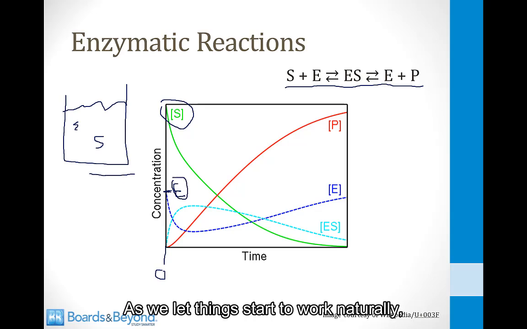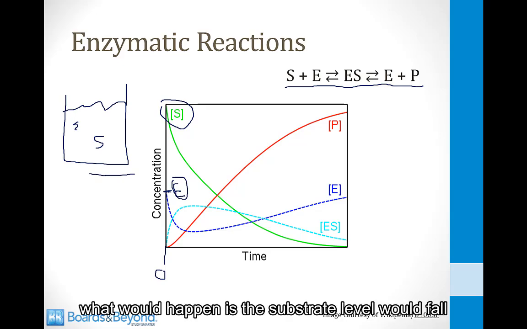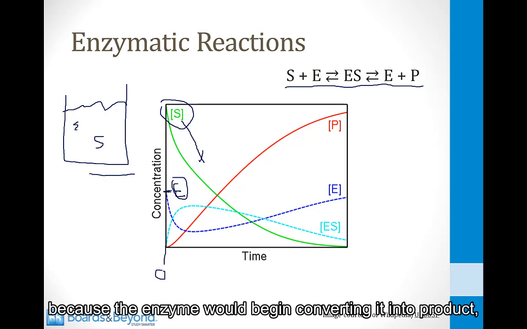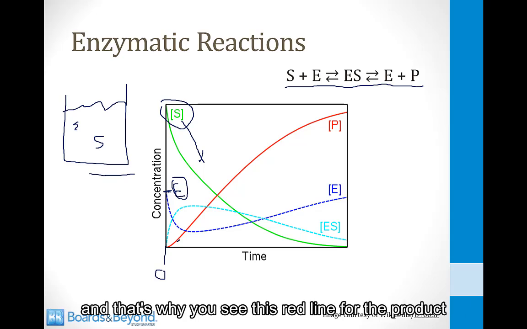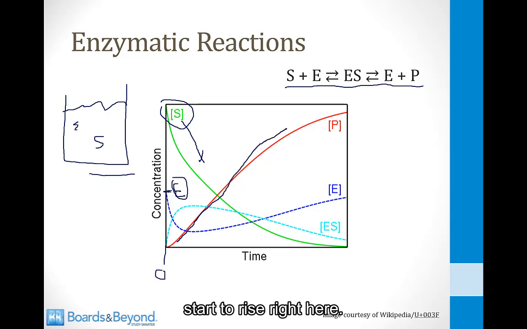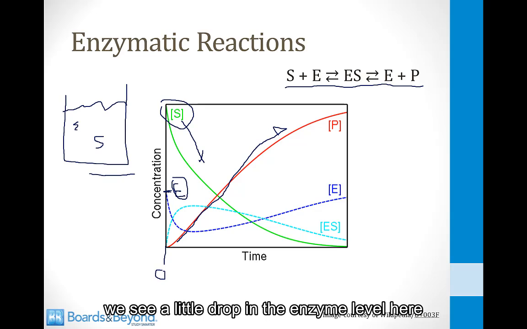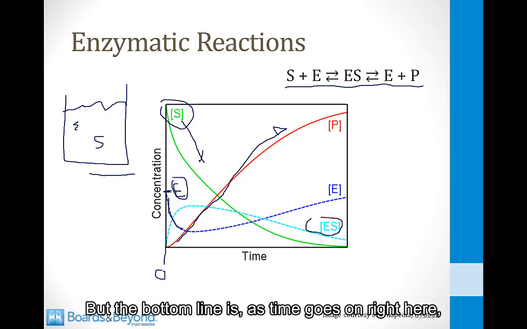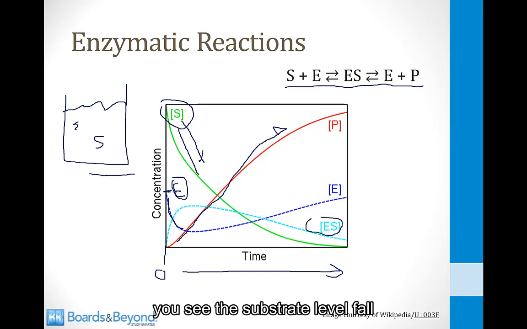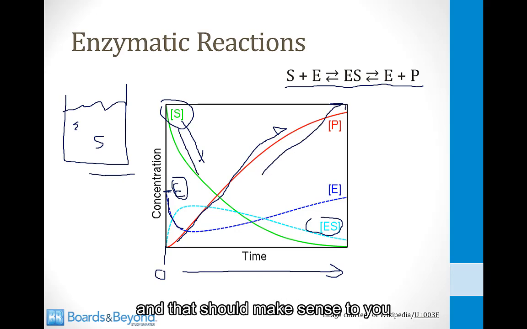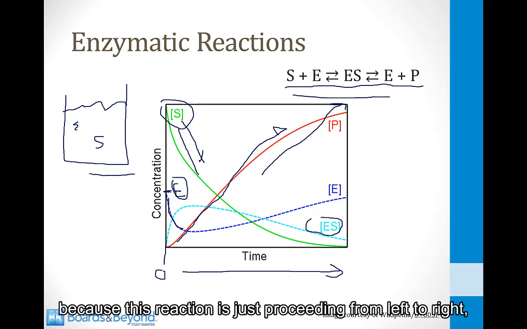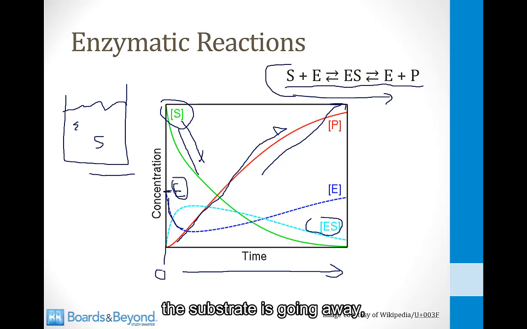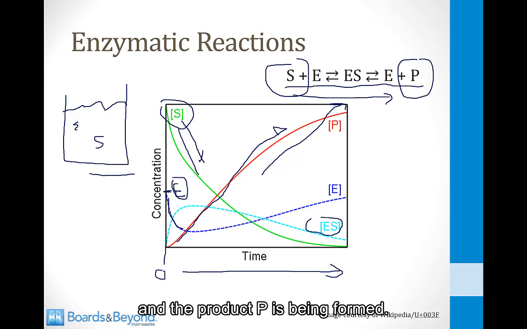As we let things start to work naturally, what would happen is the substrate level would fall because the enzyme would begin converting it into product. And that's why you see this red line for the product start to rise right here. And then over time, we'd see a little drop in the enzyme level here because we're forming enzyme substrate complex here. But the bottom line is, as time goes on right here, you see the substrate level fall and the product P level rise, and that should make sense to you because this reaction is just proceeding from left to right. The substrate is going away and the product P is being formed.